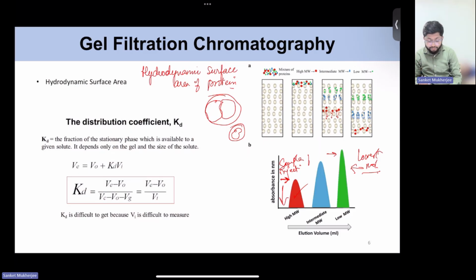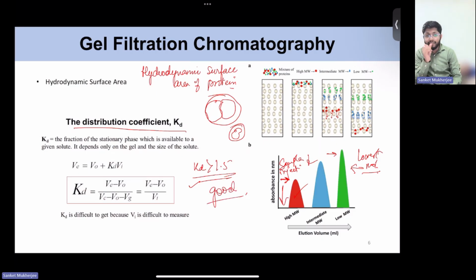And the distribution coefficient, again for a packed column, is calculated. It's the fraction of stationary phase which is available to the given solute. It depends on the gel and the size of the solute. So it is calculated as VE minus VO by VI. A KD value greater than 1.5 is considered to be good.